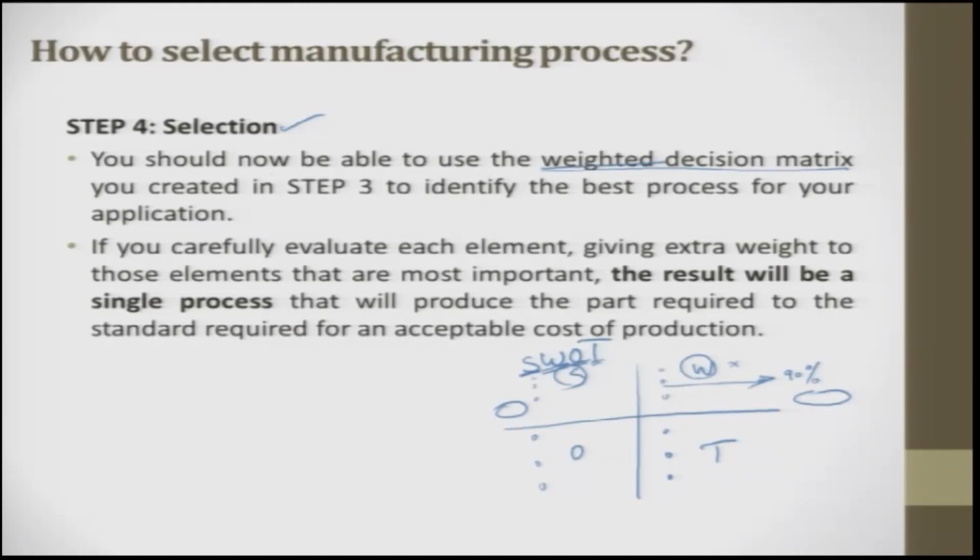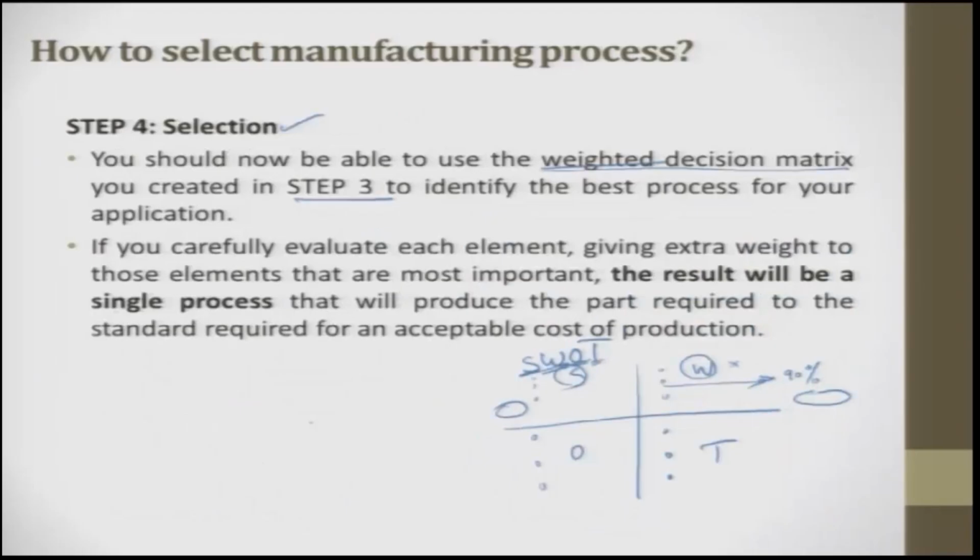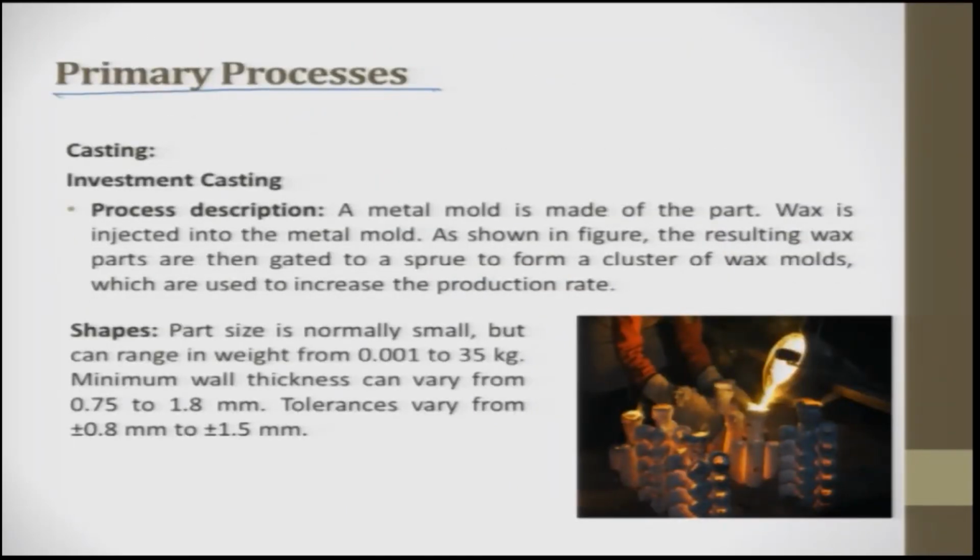You should now be able to use the weighted decision matrix you created in step 3 to identify the best process. If you clearly evaluate each element, giving extra weightage to those elements that are most important, the result will be a single process that will produce the part required to the standard requirements for an acceptable cost of production. So, these criterias you give weightages, you sum it up, and then you choose a process. So, now let us see some of the processes.